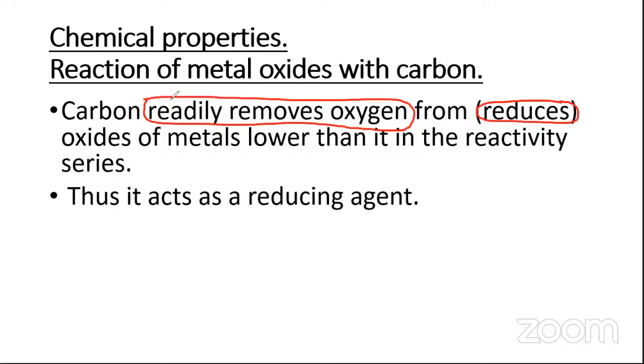So we can avoid these three words. Instead of using "readily removes oxygen", we can say "reduces oxides of metals lower than it". The condition is that those metal oxides or the metals must be lower than carbon in the reactivity series. They must be below it. In other words, if it is carbon, then the metals must be lower than that carbon. If they are above, then we cannot have the reaction.